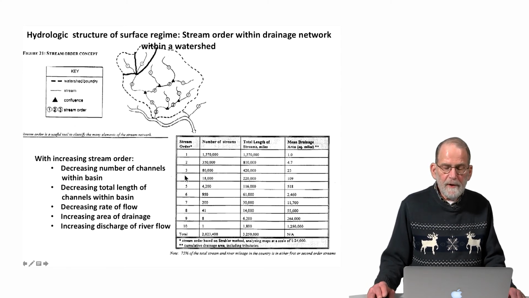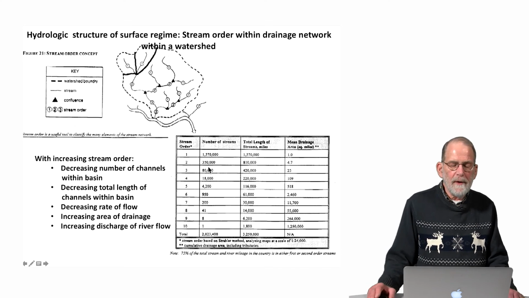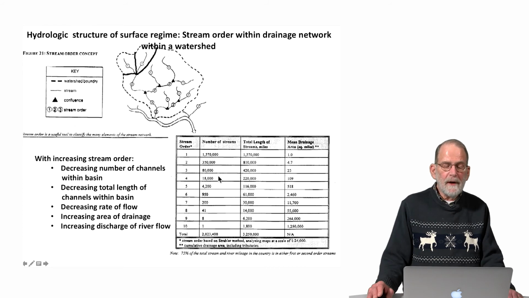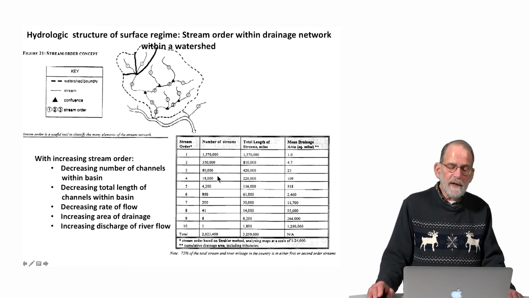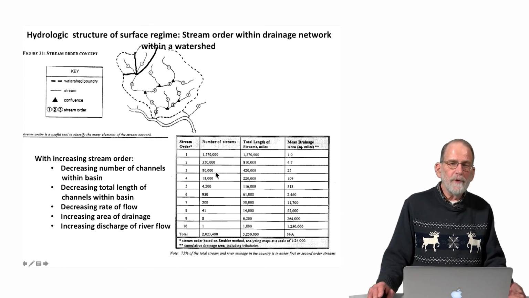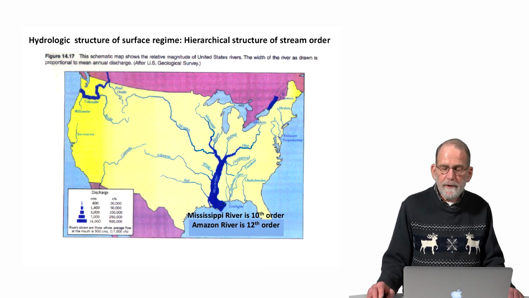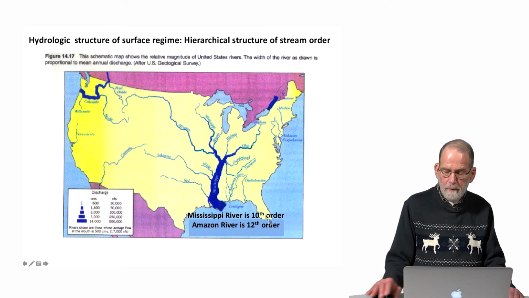So we see decreasing number of channels within the basin. We see decreasing total length of channels within the basin. We see decreasing rate of flow, but we see increasing area of drainage and increasing discharge of river flow. So water is moving slower, but more water is moving. And we can see then that the Mississippi River, as it discharges into the Gulf of Mexico, is a 10th order stream channel. That is exceeded only by the Amazon River, which is a 12th order stream channel.